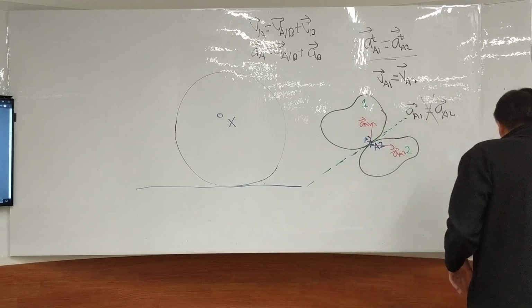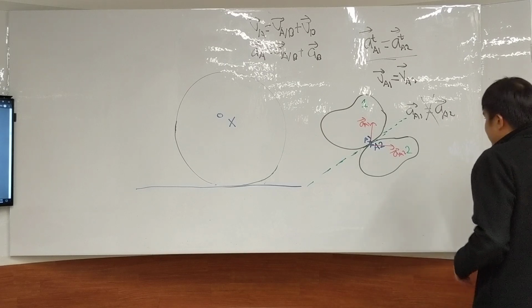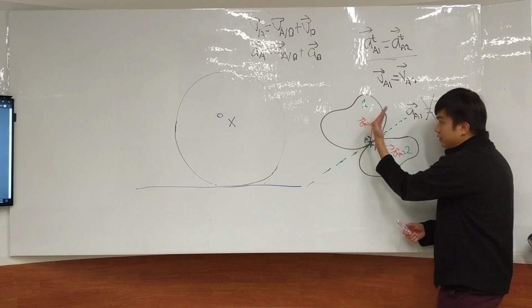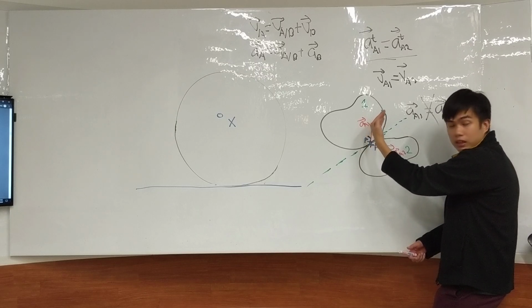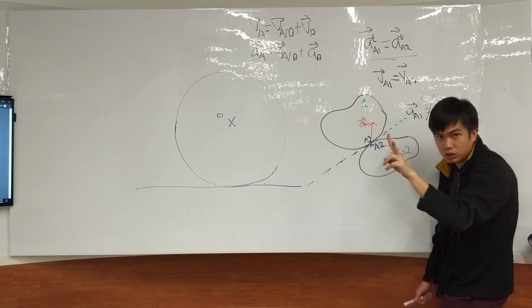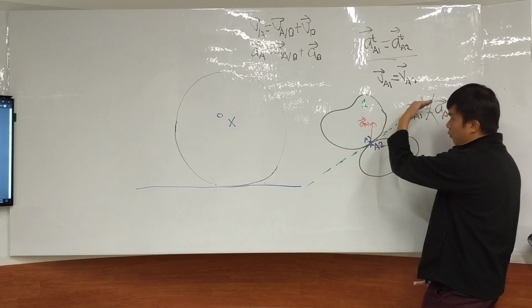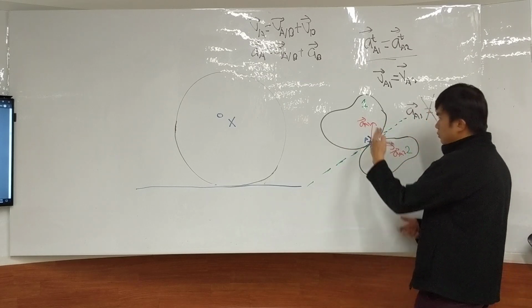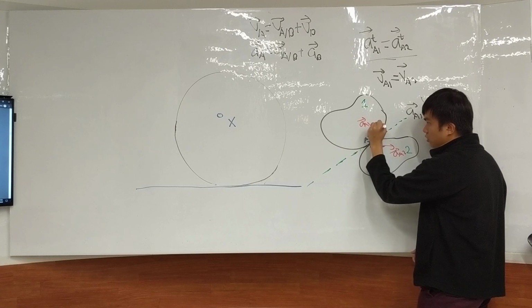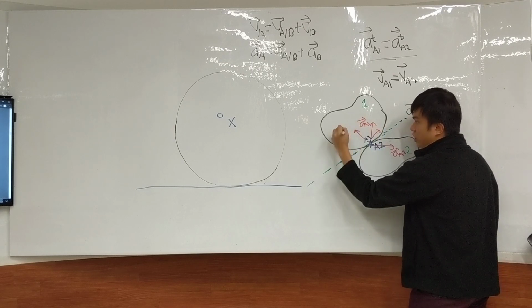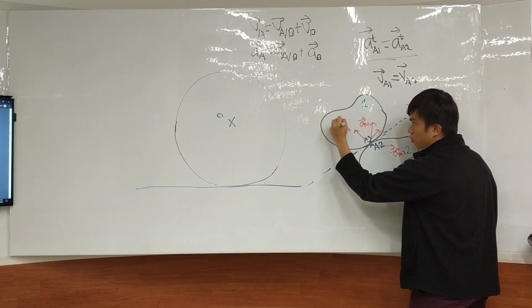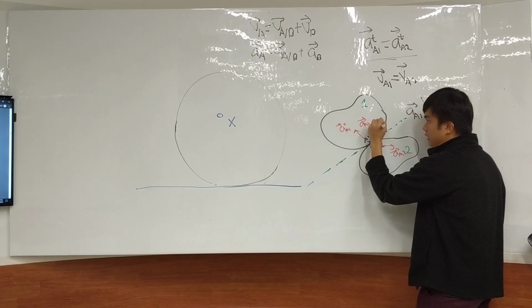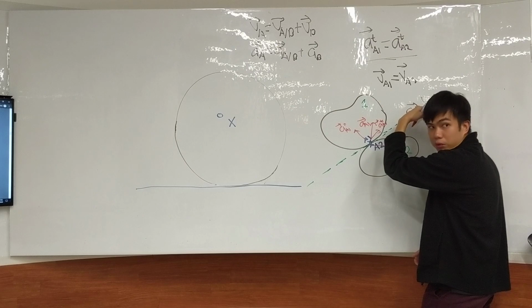Now, what I can do is resolve this acceleration into two different components. One component is along this rolling without slipping plane. The other component is normal to it. So I can resolve A1 into this direction and this direction. This direction is just A1 normal. This is basically A1 tangential to the rolling without slipping plane.